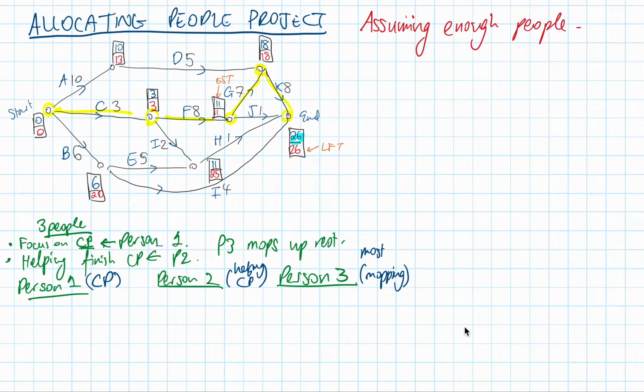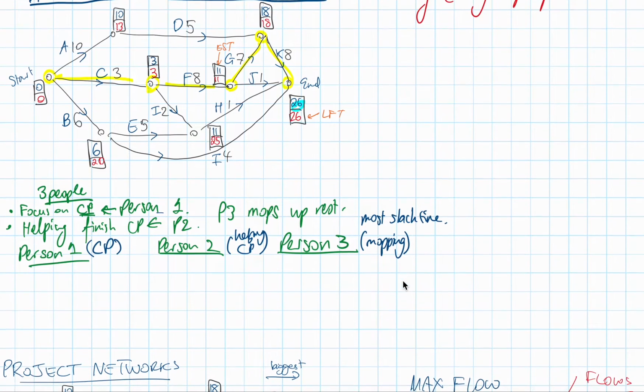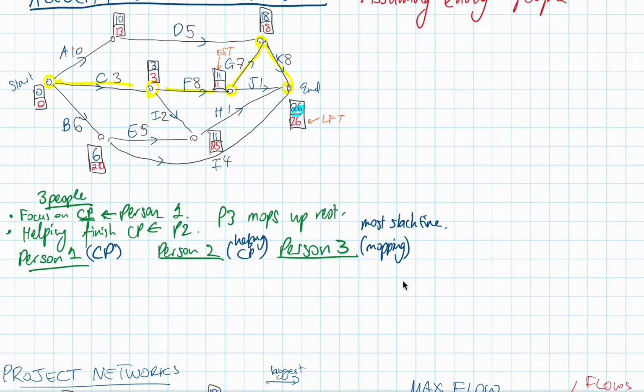So let's have a look at person 1 and see what jobs they can work on. So person 1, we can see activity, and we're going to allocate them to these jobs.